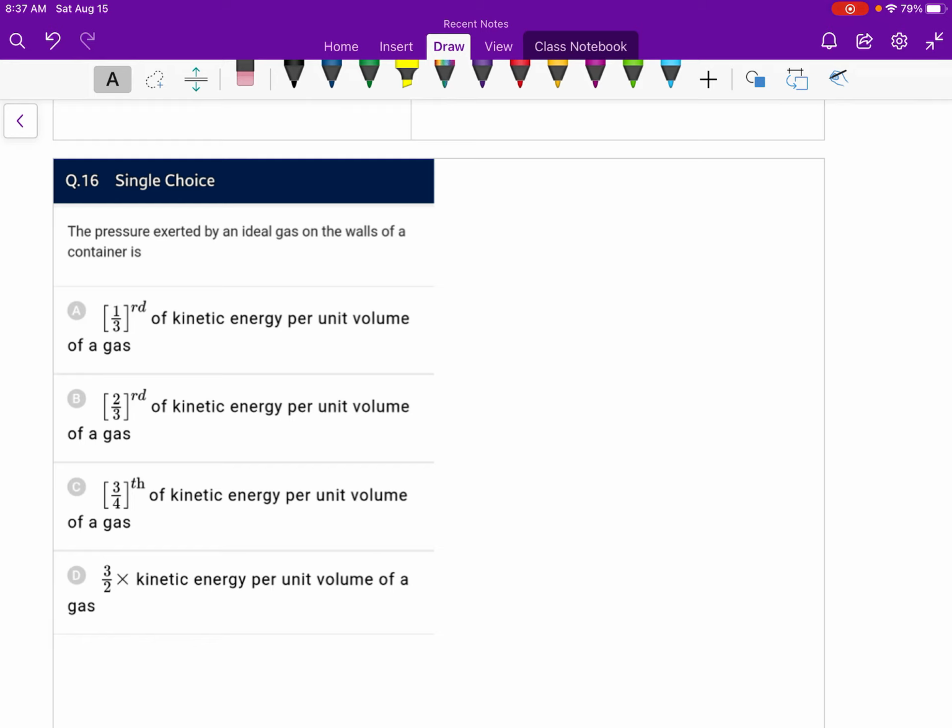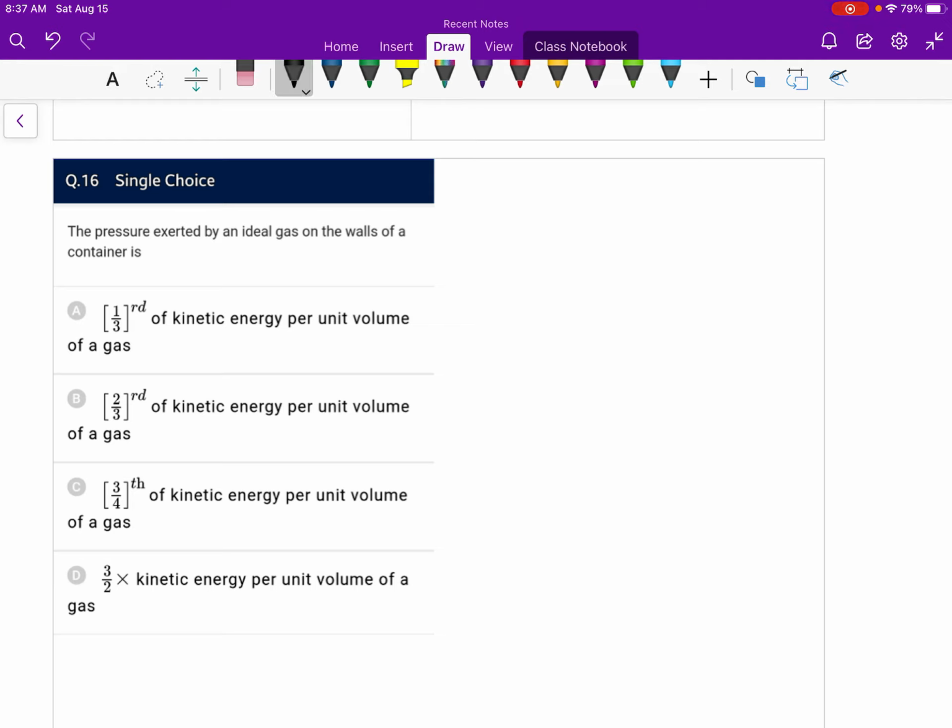The pressure exerted by an ideal gas on the walls of a container is 2/3, 1/3, 3/4. See, the kinetic energy should have been this translational kinetic energy. Otherwise, the kinetic energy will depend upon the type of gas, whether it is monoatomic, diatomic, or polyatomic. So it should have been translational kinetic energy.